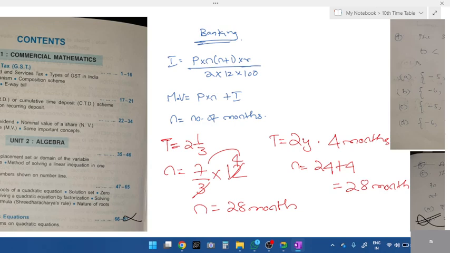What's the other formula, Tanishka? Is it only 2? P into N into N plus 1 divided by 2? Yes, there's another formula I'll tell you. That is an MCQ question. R and 12 will be missing. Whenever R is missing, use what is that?